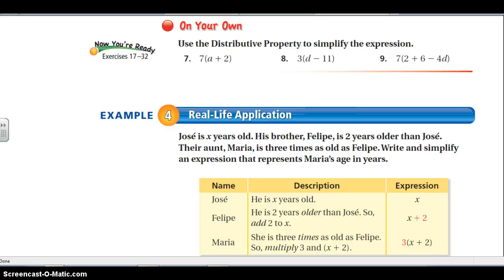The answer to number 7 is 7a plus 14. Number 8 is 3d minus 33, and number 9 is 56 minus 28d. Now, in order to get those answers, you would have had to show your work, so I'm hoping you did that using the examples above in example 3.